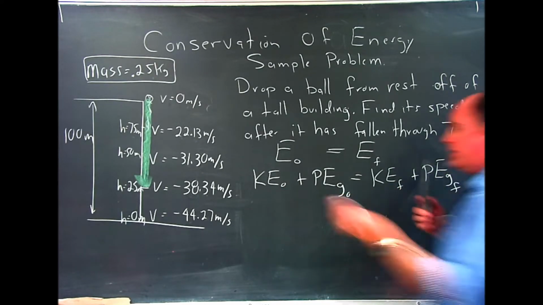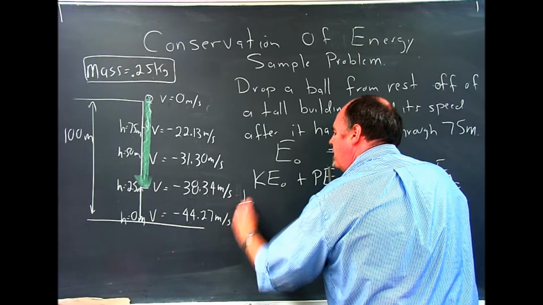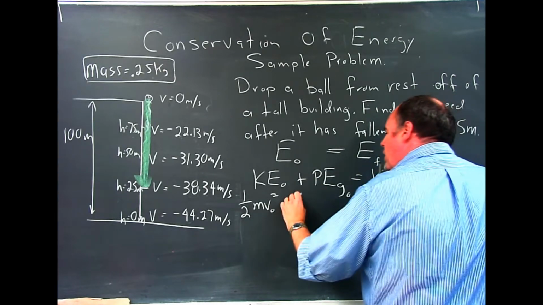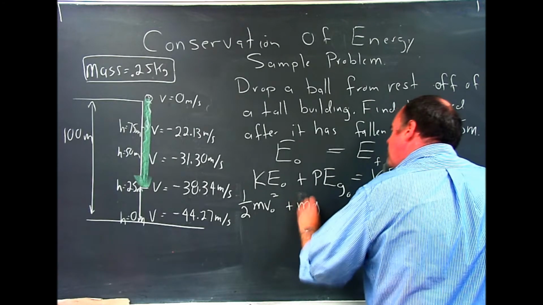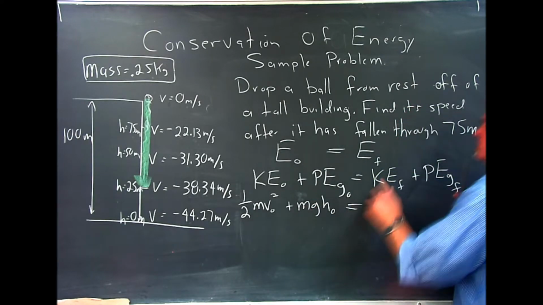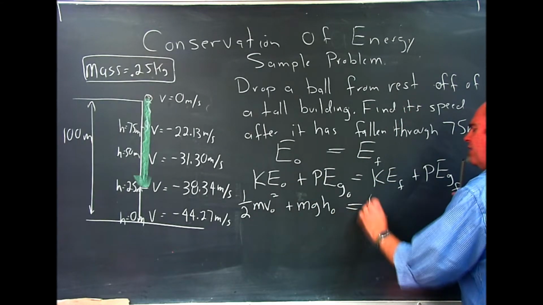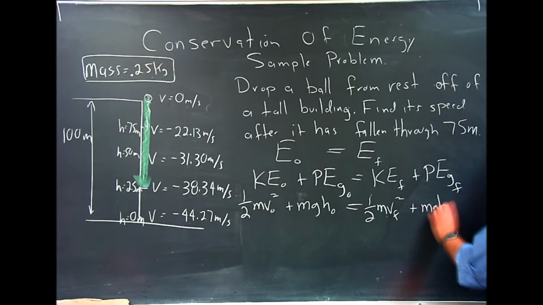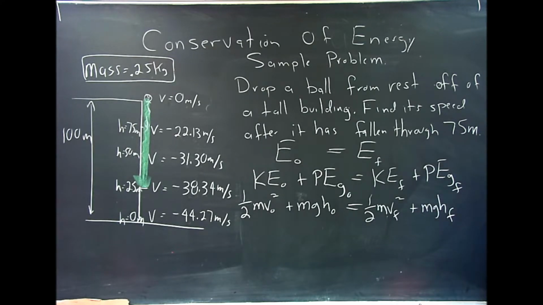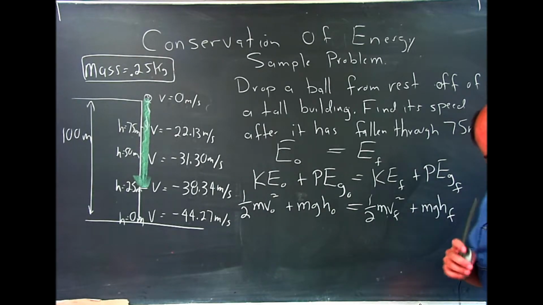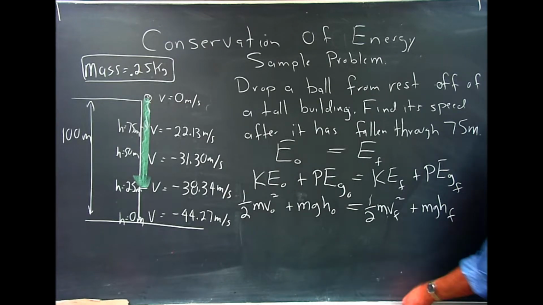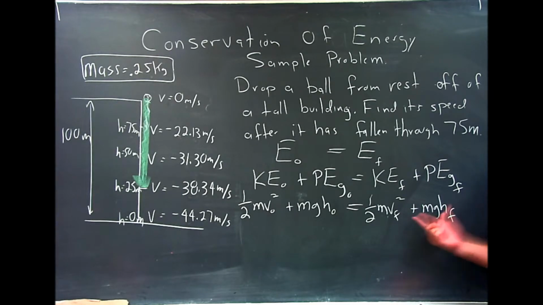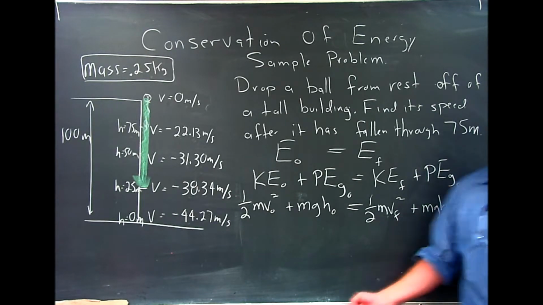And what is kinetic energy? It's this formula, 1/2 mv squared initial, plus, what's potential energy's formula? Mass times gravity times height initial, equals kinetic energy again, 1/2 mv final squared, plus potential energy again, mgh final. So before we plug in any numbers, I just want you to look at the formula and notice that there's an m in each one of these terms.